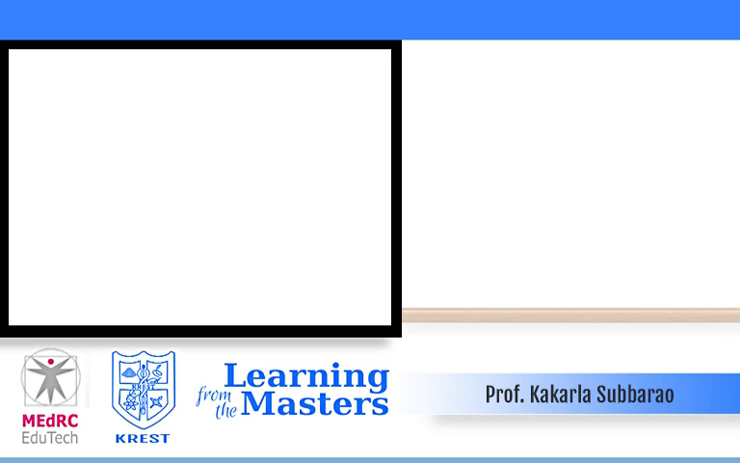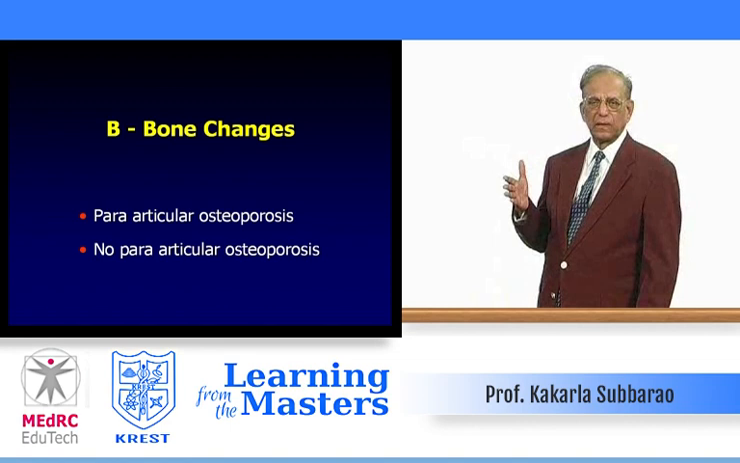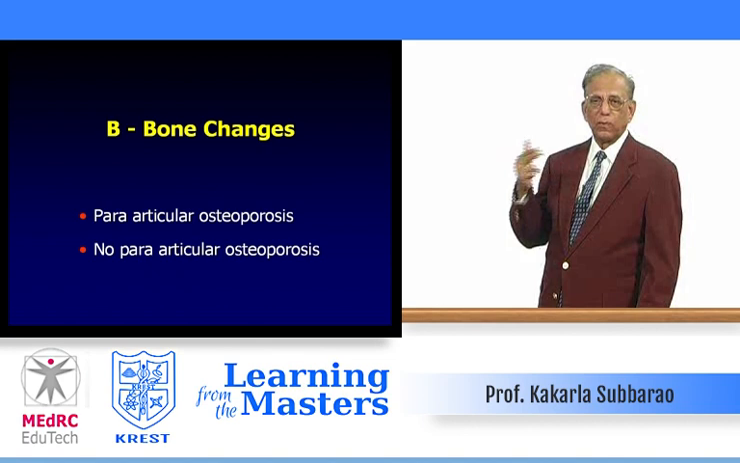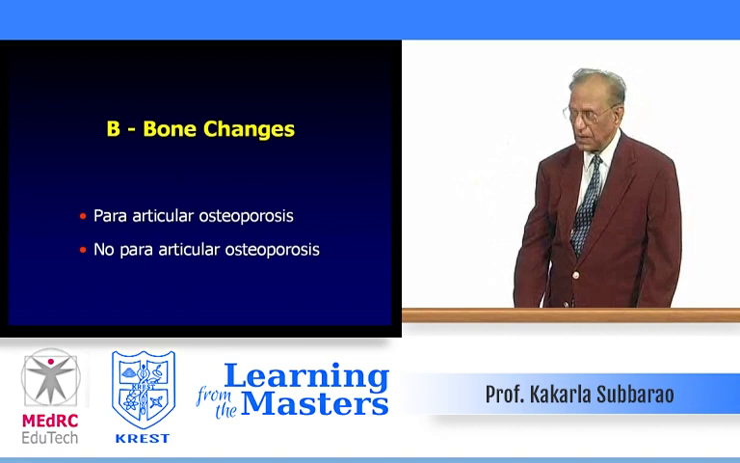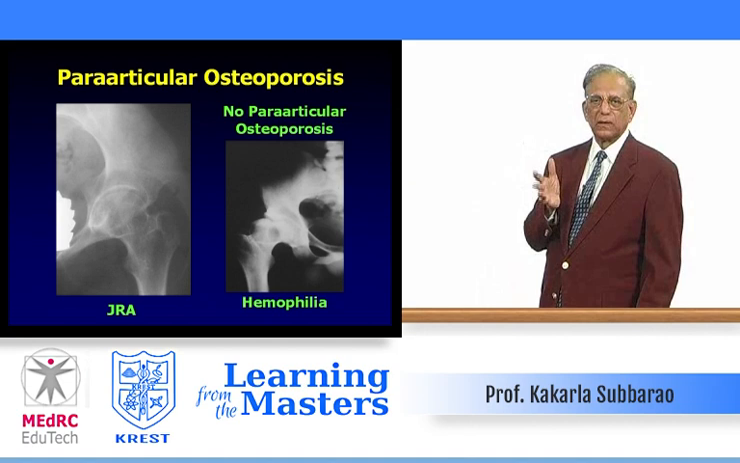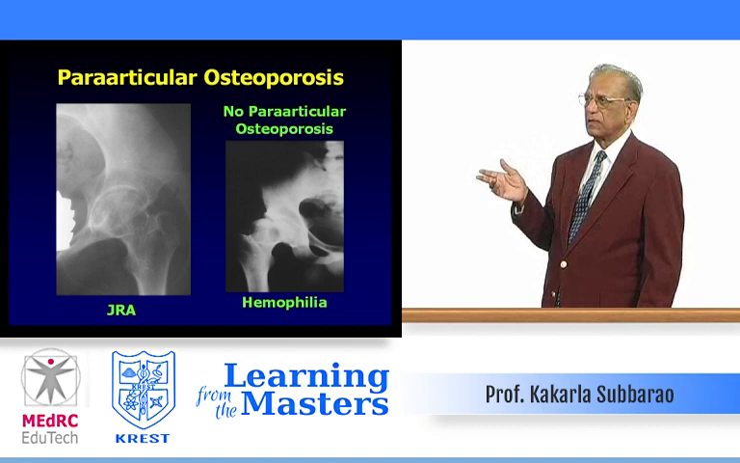and then bone changes. As I said earlier, there are two parameters: para-articular osteoporosis, or no para-articular osteoporosis. You can divide arthritis into two categories, and it is important. One on your left side is a juvenile rheumatoid arthritis. You can see the narrowing of the joint space because of the cartilage thinning, and osteopenia. One on your right side is hemophilia.